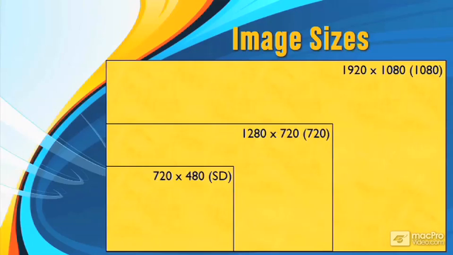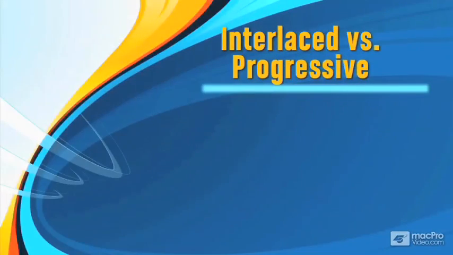But that doesn't mean that it's the best image to shoot. And the reason is, there's two different ways that we can capture an image. There's interlaced, and there's progressive.